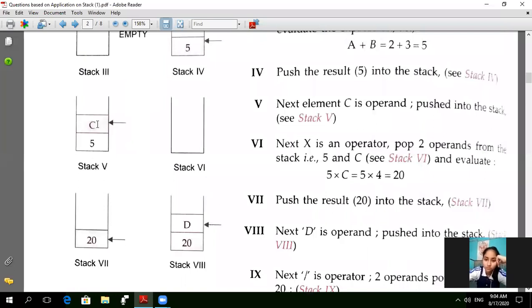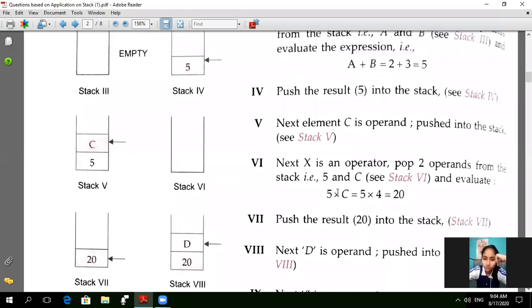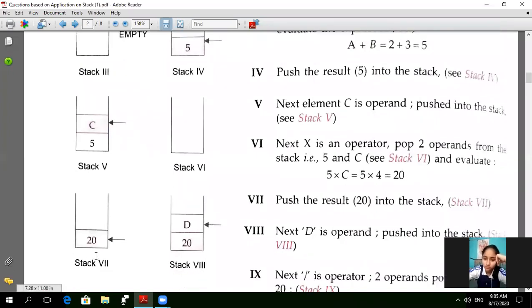So pop c and 5 together and multiply. c will come first and then 5. So 5 into c, the value of c is 4. So 5 into 4, the result is 20. You have to push 20 into the stack. Means after the operation, the result is assigned into the stack. So the stack value is 20. Is it clear? 20.